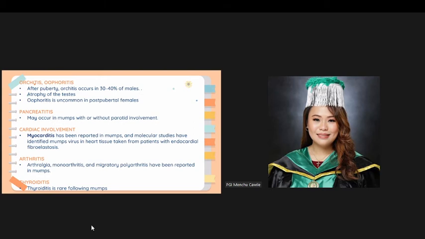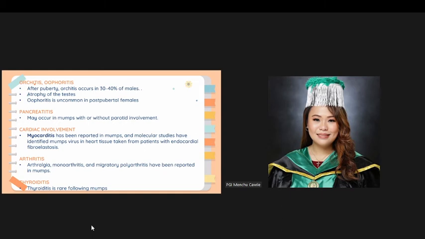Next is atrophy of the testes. This may occur, but sterility is rare even with bilateral involvement. Oophoritis is uncommon and is typical to females, but may cause severe pain and may be confused with appendicitis when located on the right side. Next is pancreatitis. This may occur in mumps with or without parotid involvement. Severe disease is rare, but fever, epigastric pain, and vomiting are suggestive.